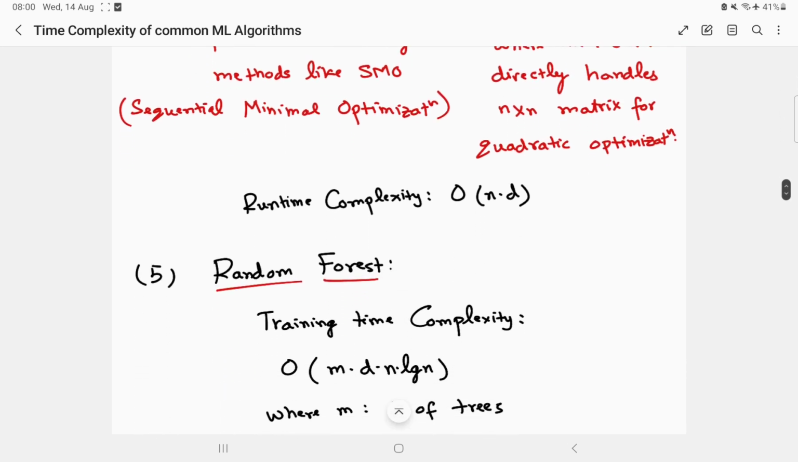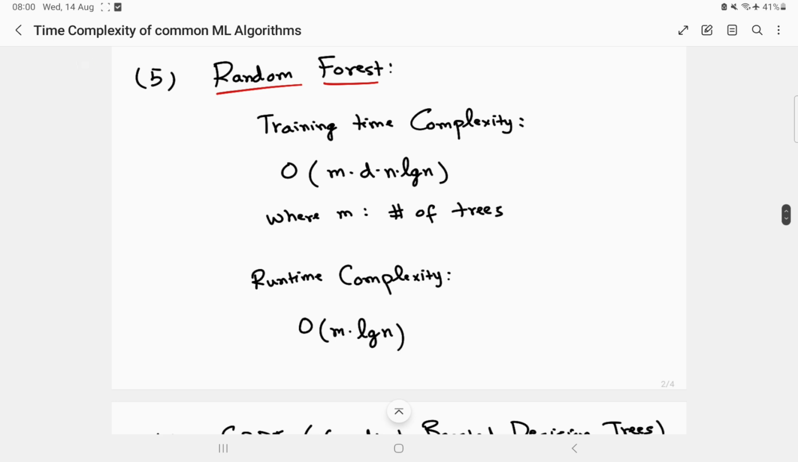And the runtime complexity for SVM is also straightforward. It's big O of n times d, because the prediction involves computing the dot product with the support vectors, and that's pretty straightforward. When it comes to random forest, being an extension of decision trees, the only additional thing is the number of trees, and therefore the training time complexity is given as big O of m times d times n log n, where m is the number of trees in your random forest, and each tree has a complexity similar to a decision tree, and that's why you have this n log n times d which stays constant.